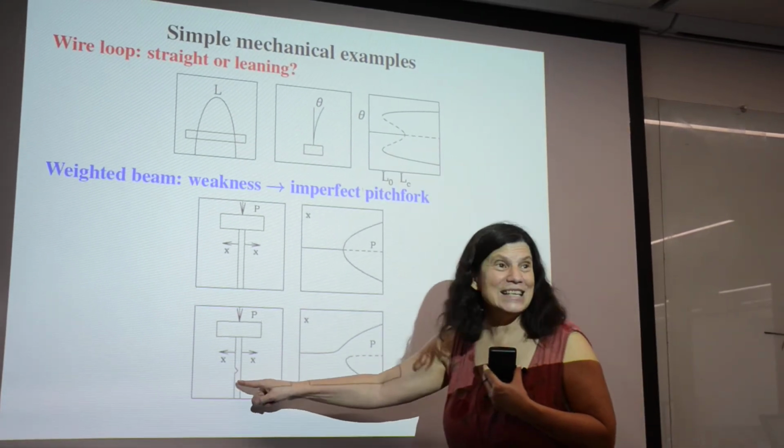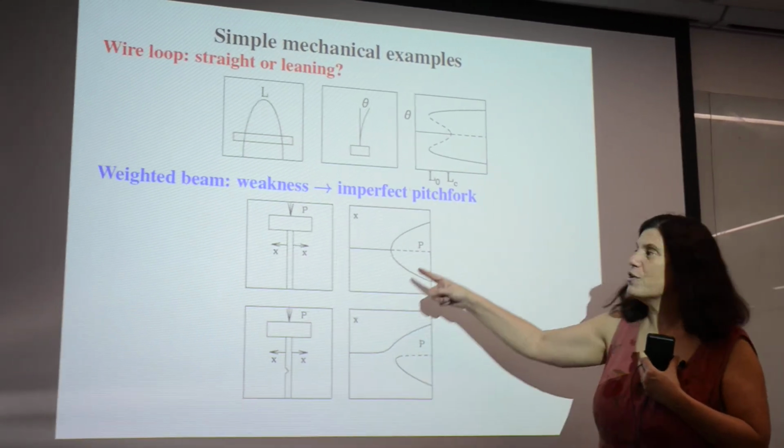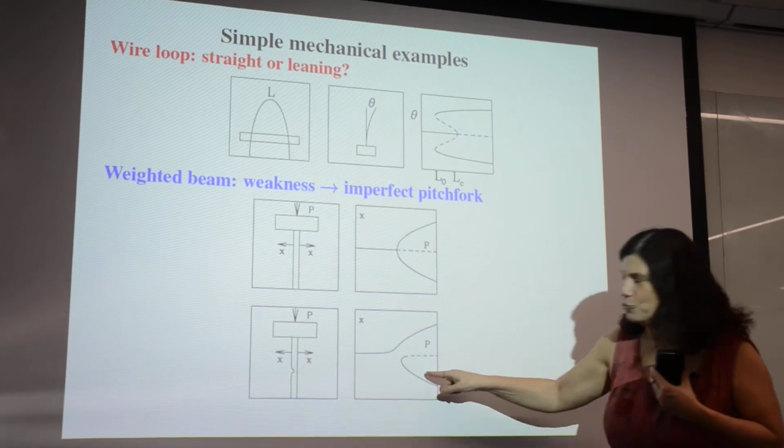But the other branch exists. If you could somehow persuade it to go the other way, it would do the other thing. A perfect beam will do this. A slightly imperfect beam will do that.